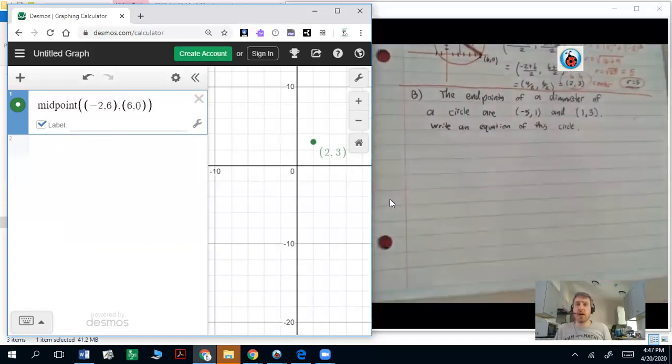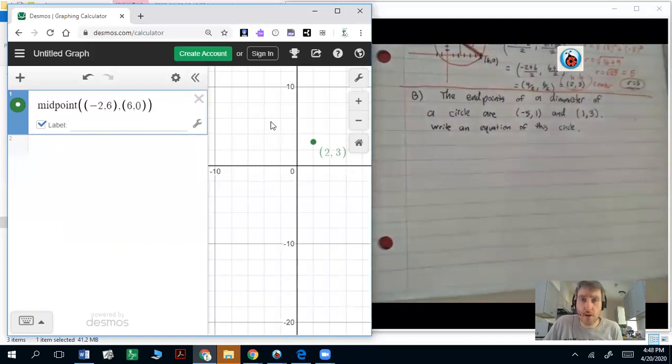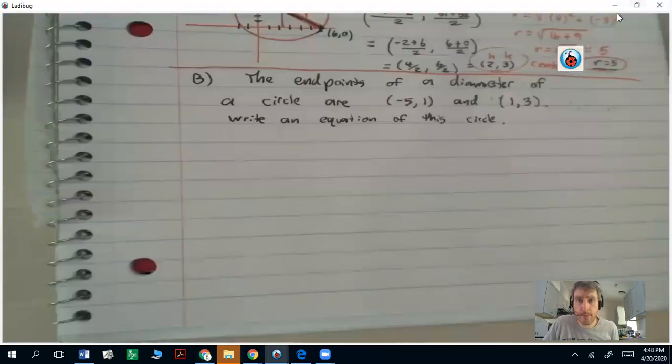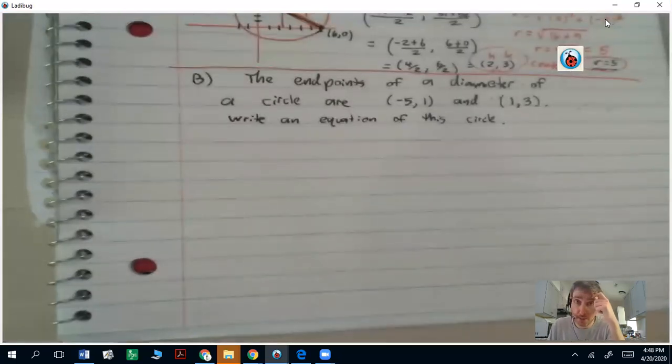All right, so this is your last problem to try on your own. The endpoints of a diameter of a circle are (-5, 1) and (1, 3). Write an equation of the circle. Pause to see if you can try it on your own and check the answer with me.